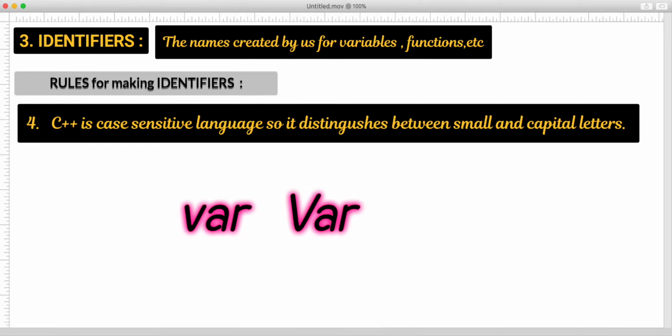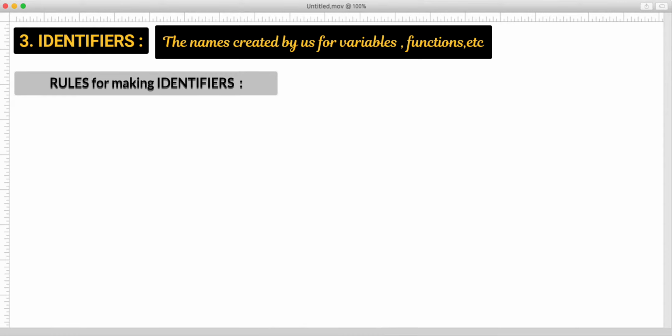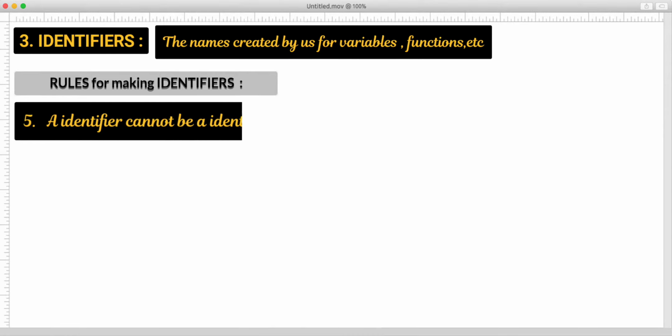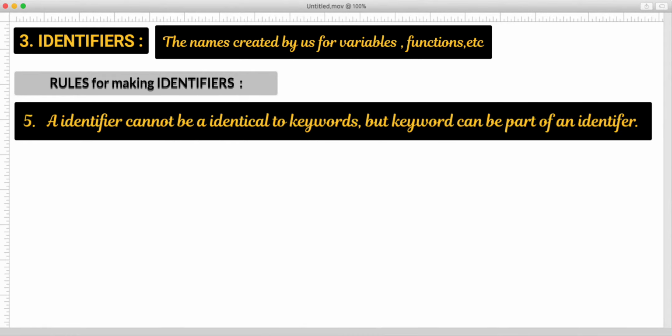Now coming to our fifth rule, an identifier cannot be identical to a keyword, but a keyword can be part of an identifier. In the previous video we discussed keywords; those who don't know about keywords can visit my previous video, the link is in the description. Also you can visit by the I button.